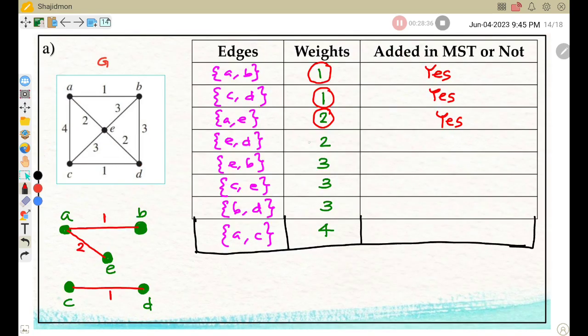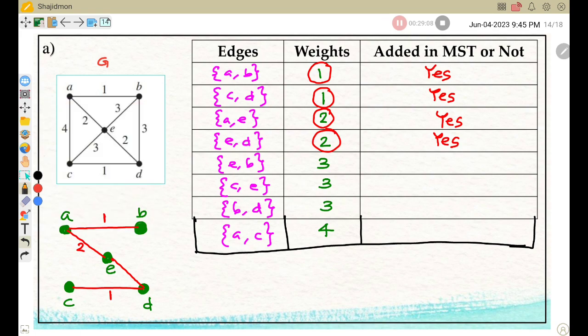Okay, now ED, ED is 2. Can we add or not? ED edge, yes, we don't have any problem, no circuit forming. Yes, we can add, correct? Circuit means starting and ending should be the same. We can check that one, circuit forming or not. Okay, so it is added. So already 4 edges added. So the algorithm is stopped. Now we will check the other edges.